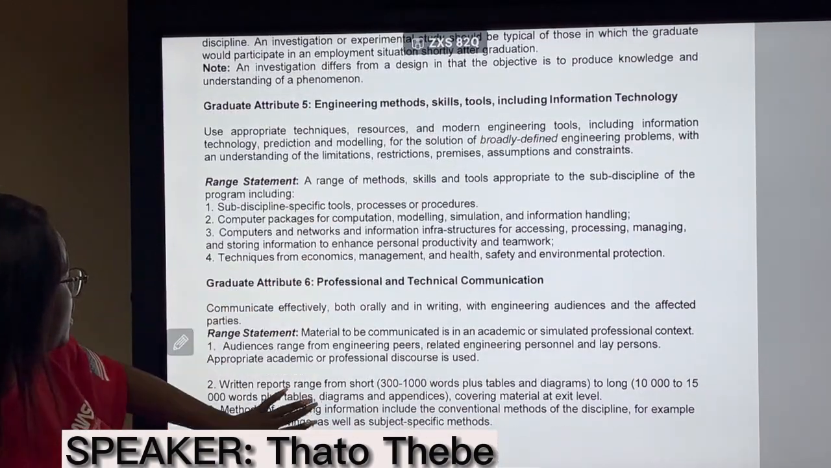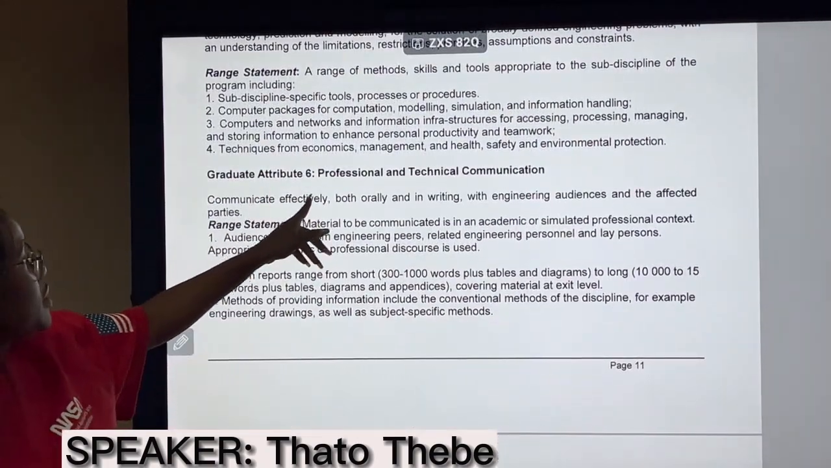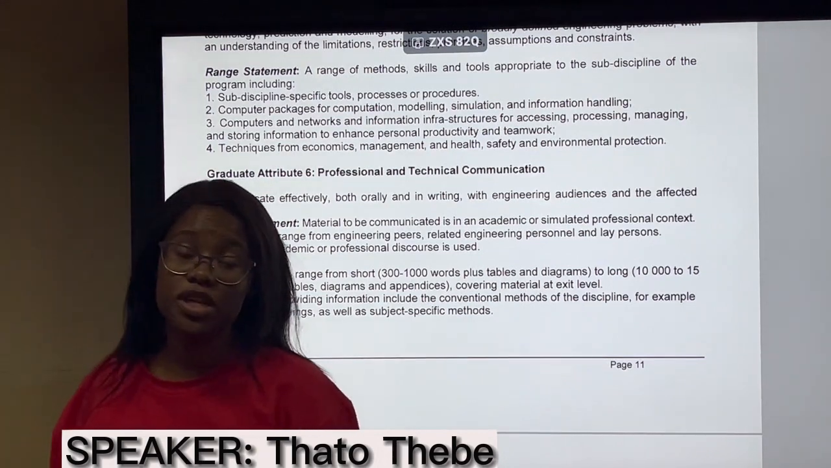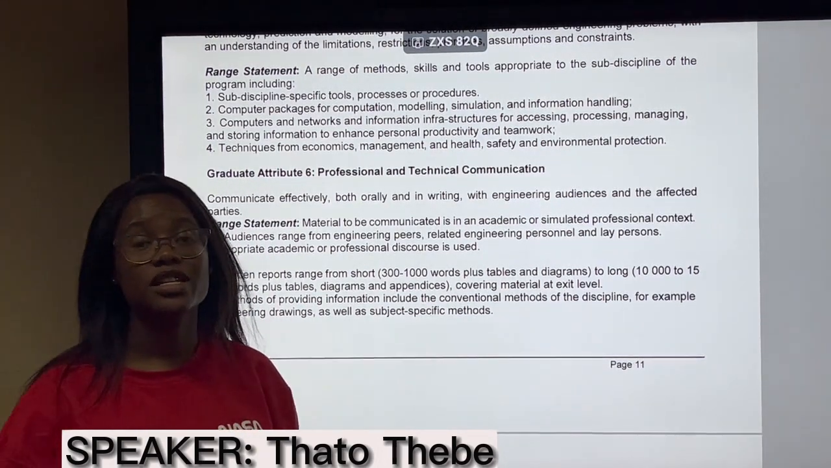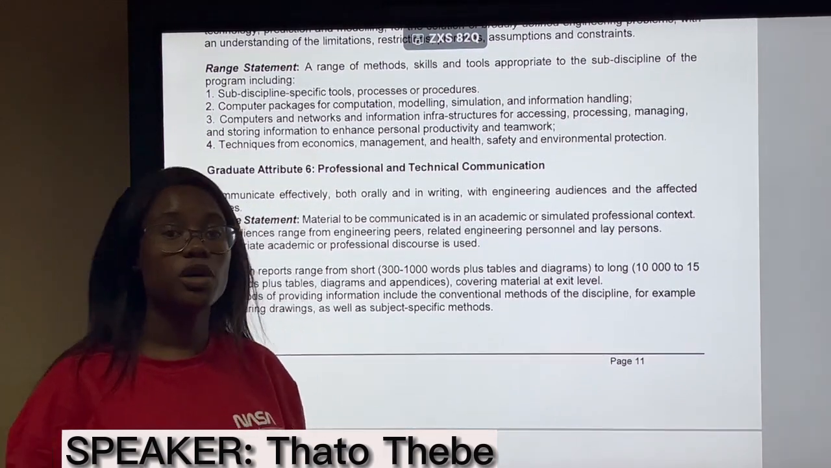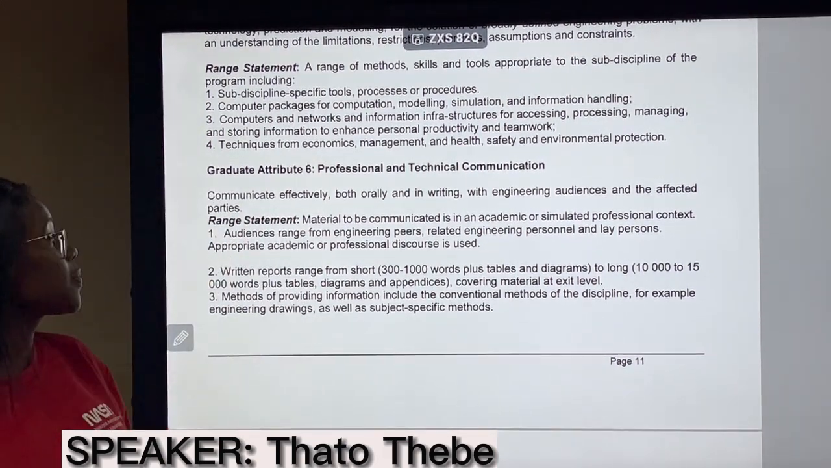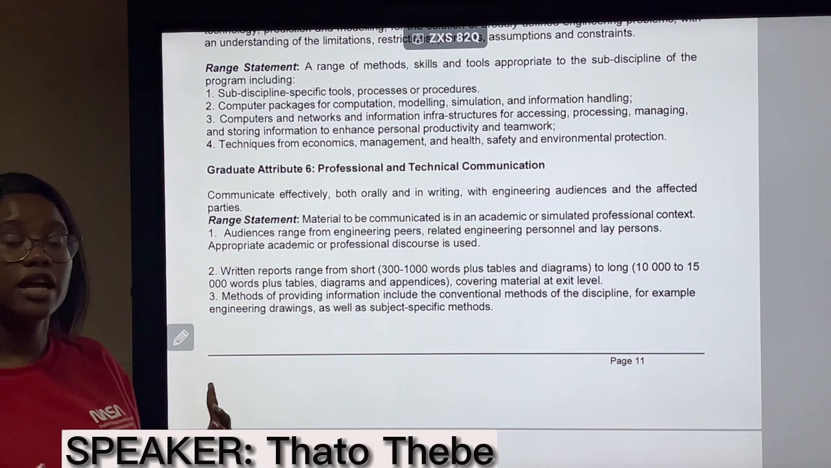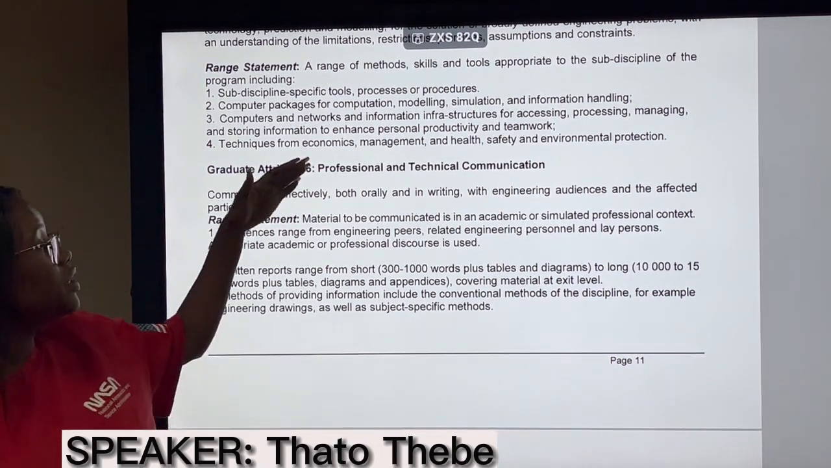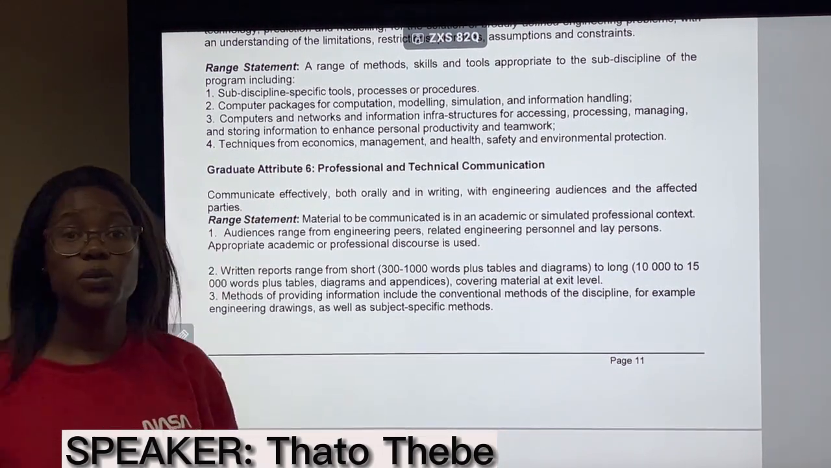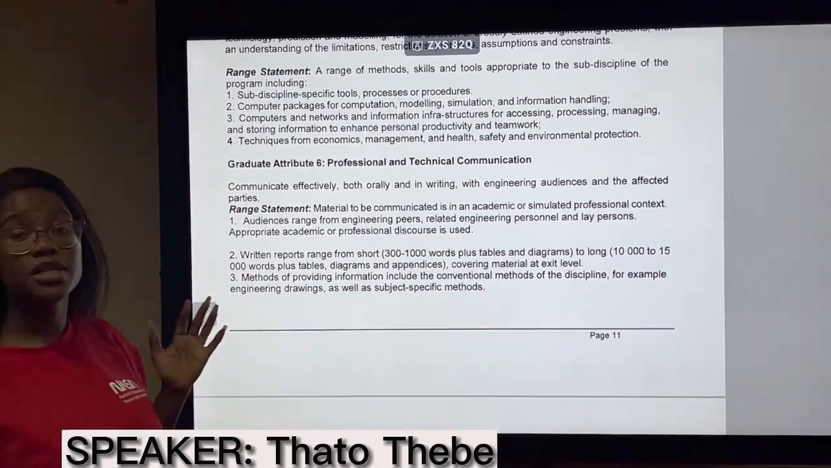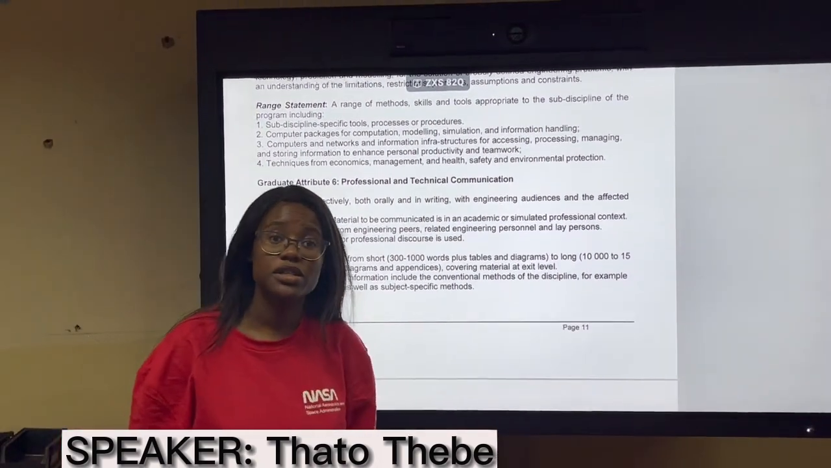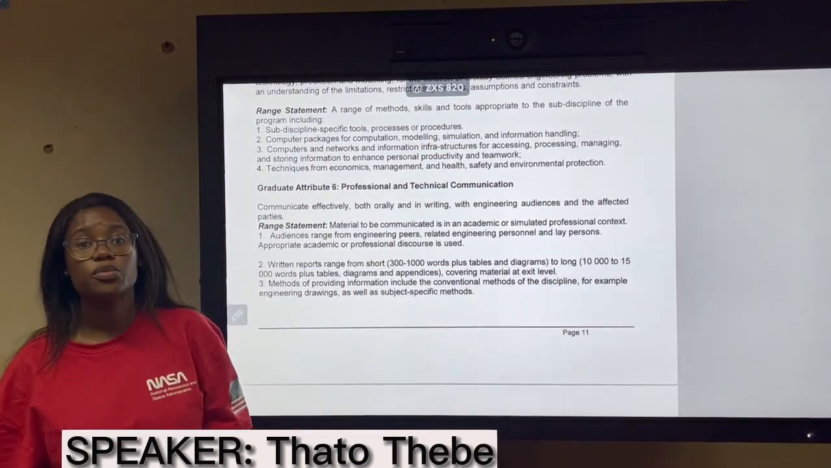The last one is graduate attribute number 6, which is professional and technical communication. We all know that we did communications in first year, and it's very vital that you apply yourself here, because at the company you're going to be at, you will be evaluated on all these graduate attributes. If you cannot adhere to them, it means you will not graduate, because this is what ECSA expects from all of us.